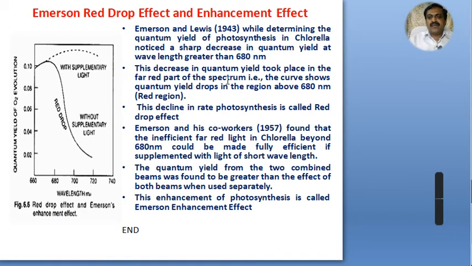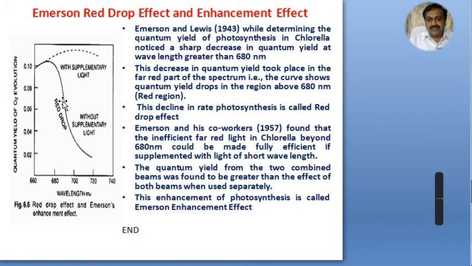So here is a phenomenon called the red drop and Emerson effect. What is this red drop? Emerson and Lewis, the two scientists, conducted experiments on photosynthesis in a plant called Chlorella, belonging to a group called algae. Chlorella is an algal member. On that plant, when they conducted photosynthetic experiments, there was a sudden drop in the rate of photosynthesis.